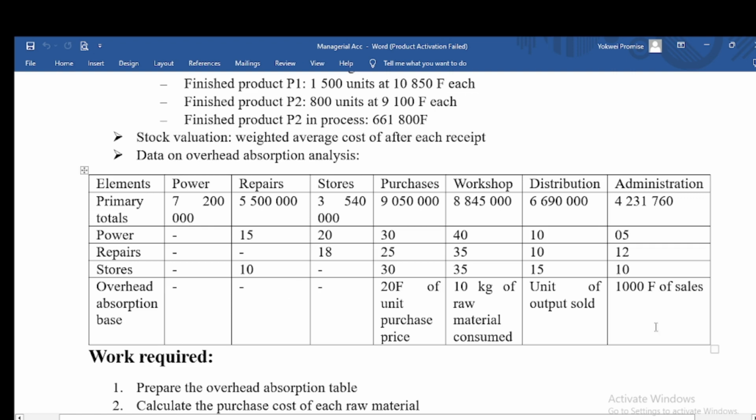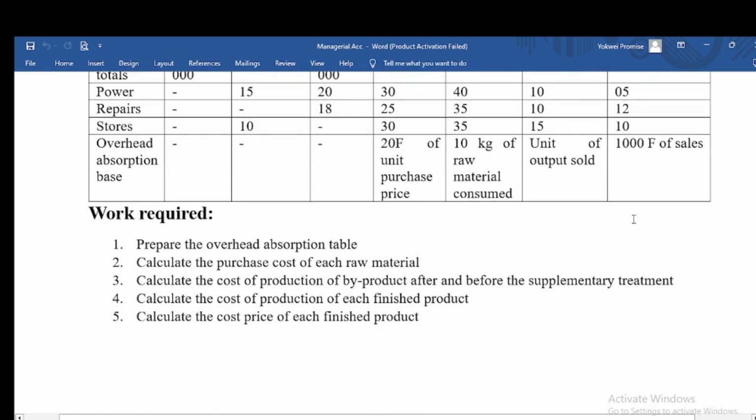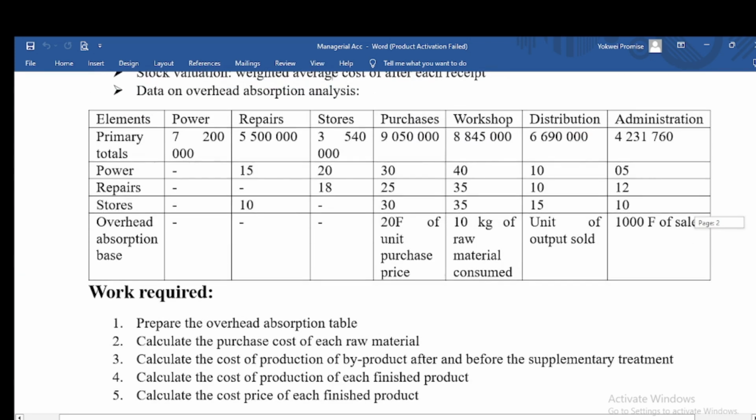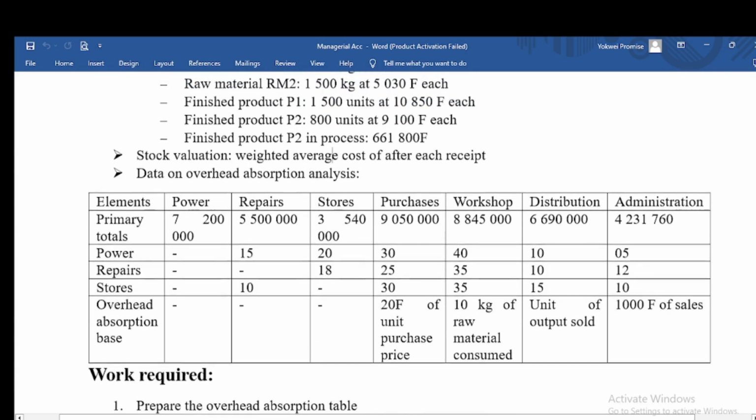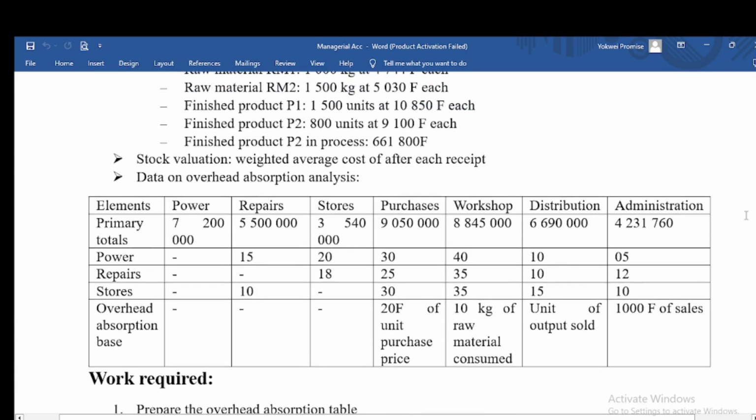Alright, so the work required says prepare the overhead absorption table. Work required to calculate the purchase cost of raw material and so on and so forth. So we are going to jump into the calculation. The first thing, we'll start with the preparation of the overhead absorption table.